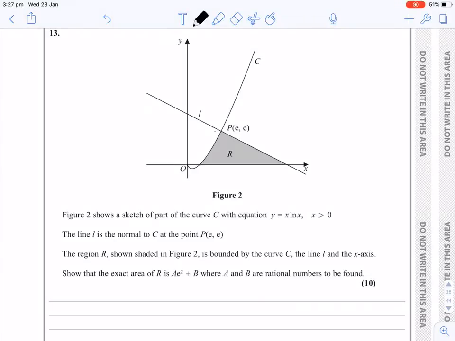Question 13. So we've got here, figure 2 shows a sketch of part of a curve C. The line L is the normal to C at the point P, so here. The region R shown in figure 2 is bounded by the curve C, the line L and the x-axis, and we've got to find the exact area of R.